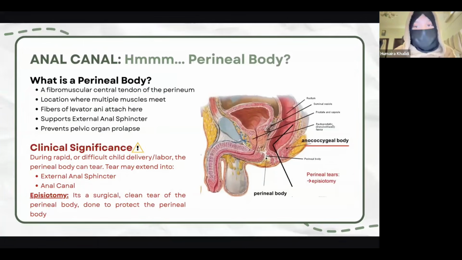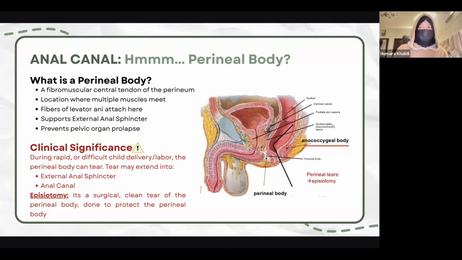Okay, now, what is a perineal body? It is a fibromuscular central tendon of perineum. What is a tendon? It's white collagen bundles. It's very strong. It's very adherent. It's where muscles meet, all the muscles meet, and then they form this tendon sheet. And the fibers of the levator ani also meet here. And the main job of the perineal body is to support the external anal sphincter and to prevent prolapse of the organs.